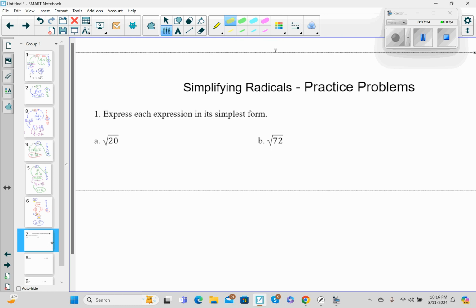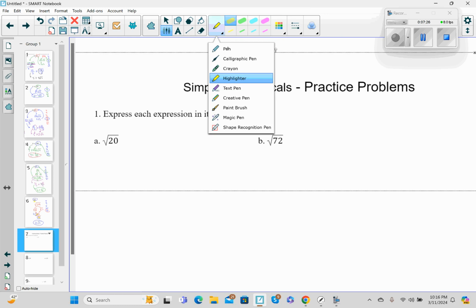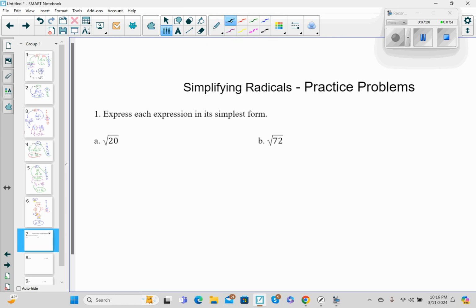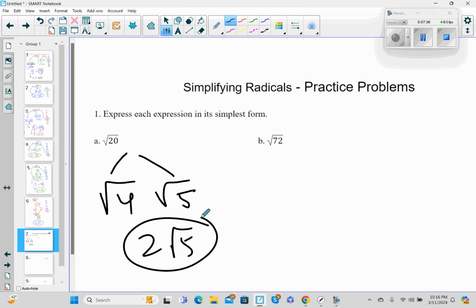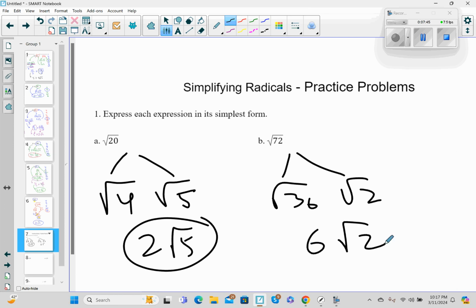Now let's try a couple more. Square root of 20. The biggest perfect square that goes into that is 4, so it's square root 4, square root 5, or 2 square root 5. Such an easy problem, nothing to add together. Square root of 72 would be square root 36, square root 2, 6 square root 2. And that's the answer to that.